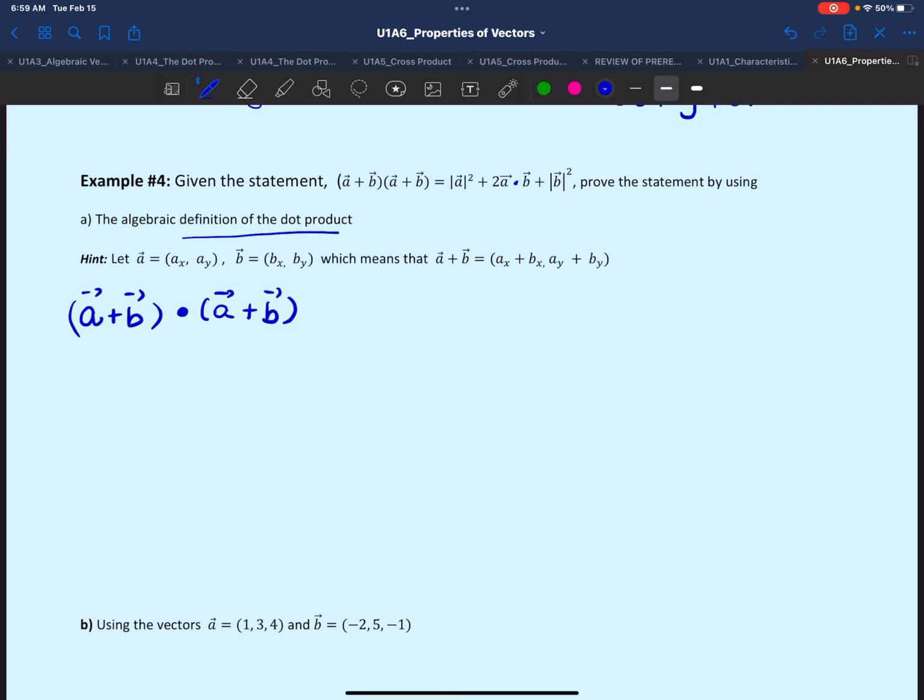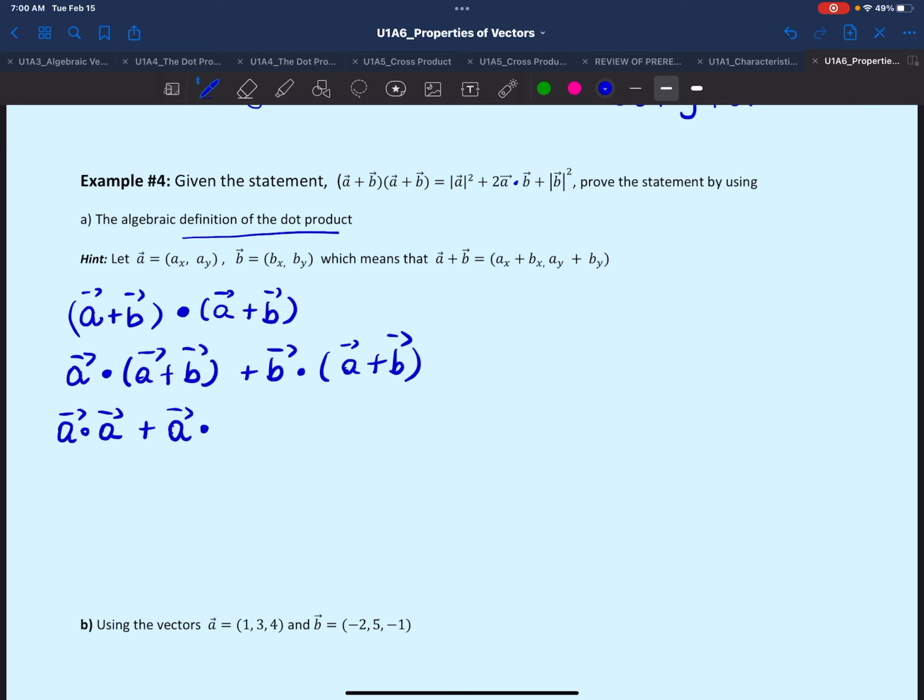So when you dot product the sums of two vectors, then we'll say that we have vector A dot A plus B, plus vector B dot A plus B. In other words, we'll have in here A dot A plus A dot B. So we're using vector properties for dot product. B dot A plus B dot B.